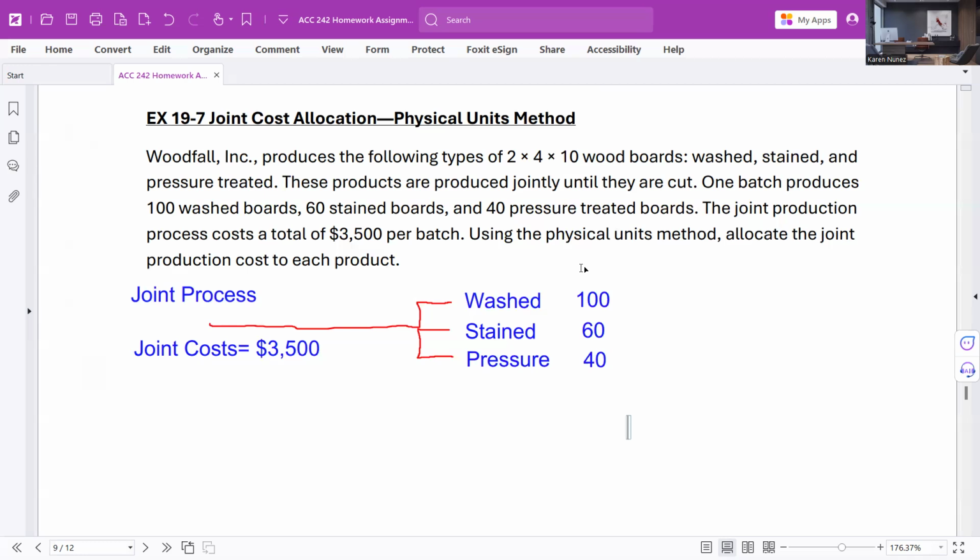And we're going to use the physical units to allocate this $3,500 to these three products. So all we need is just a nice little table that's set up to give us this allocation of the joint cost based on those physical units. So if I could go ahead and put that in here.